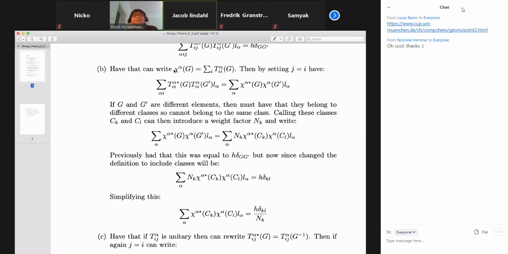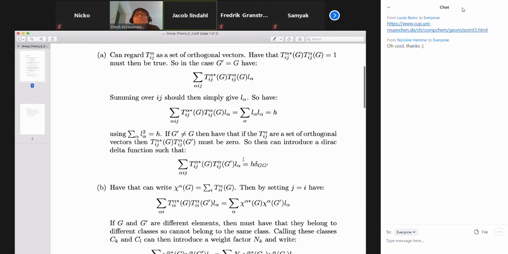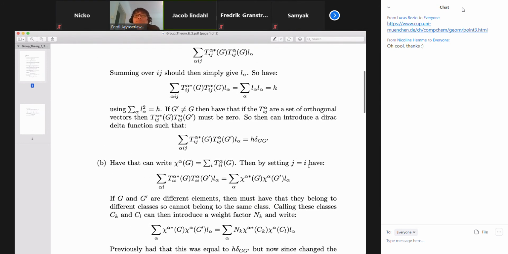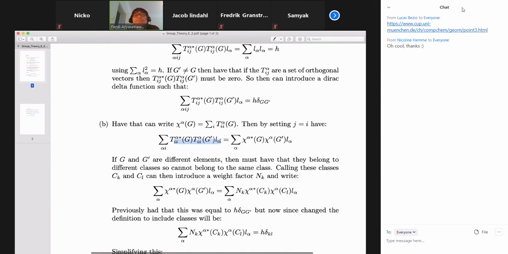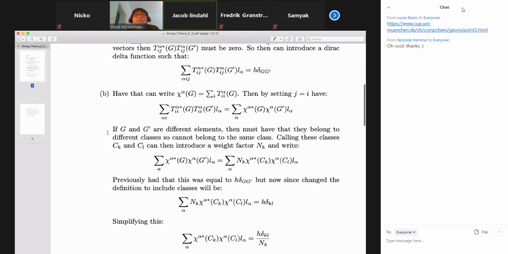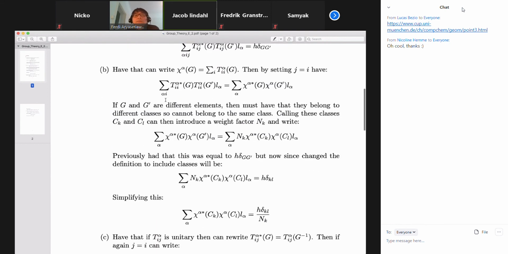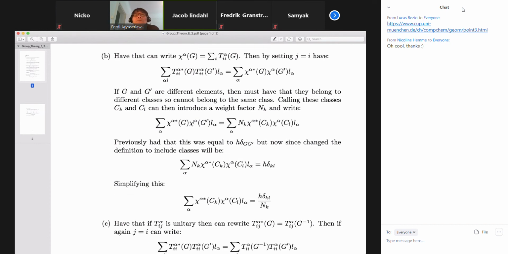Okay, so we have the rewrite. Yes, that's the definition of trace. Then from what we got here, we set j to i. There are different elements and also different classes. It's kind of the same class, so I call them C_l. We have a refactoring K. Well, then I'm claiming if we write it like this.